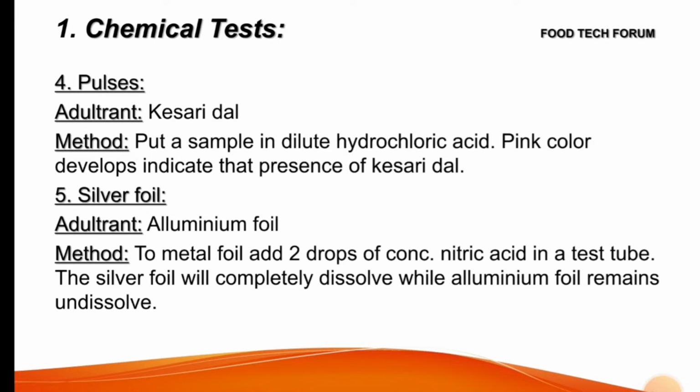The fifth one is silver foil. Mostly aluminium foil is used as an adulterant in silver foil. So we have to take the foil into a test tube. Then we have to add 2 drops of concentrated nitric acid. Silver foil will completely dissolve while aluminium foil remains undissolved. That is how we can detect it. So these are the chemical tests.